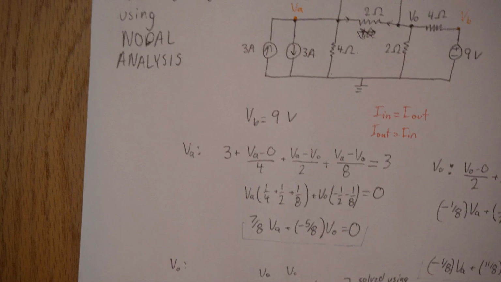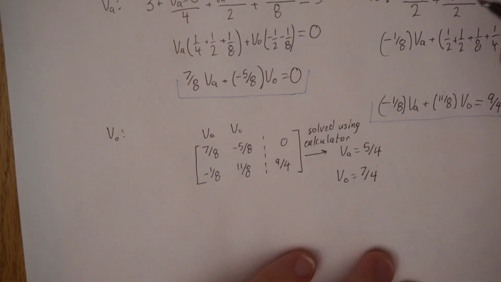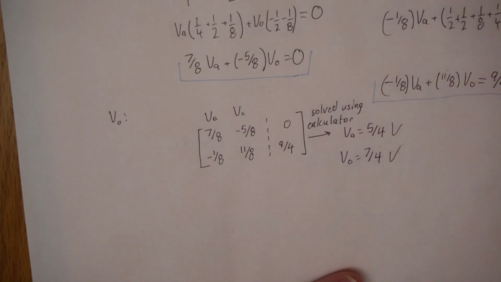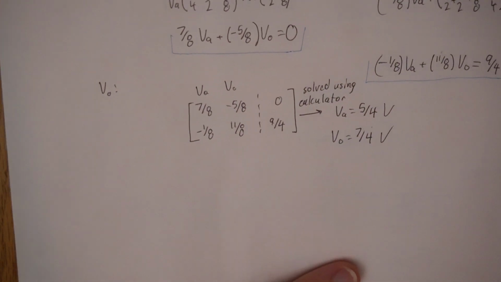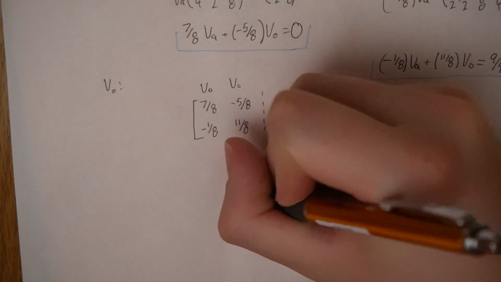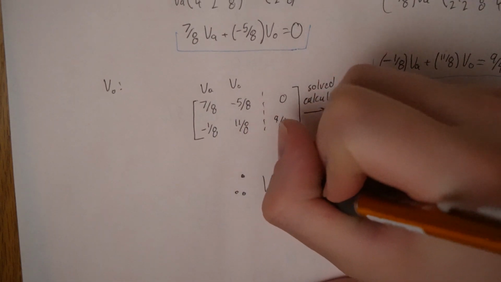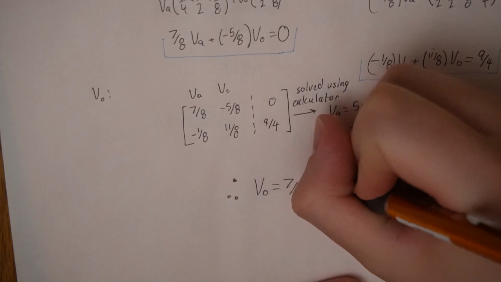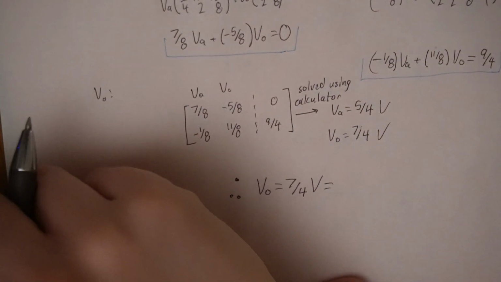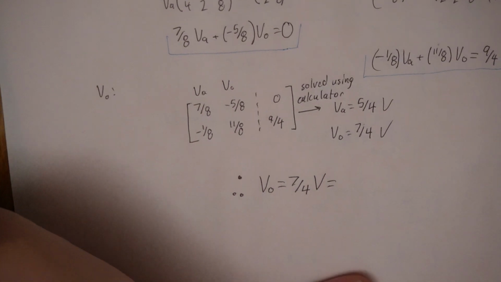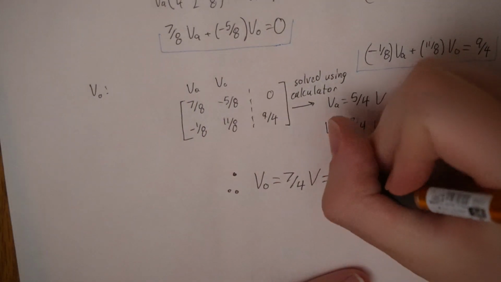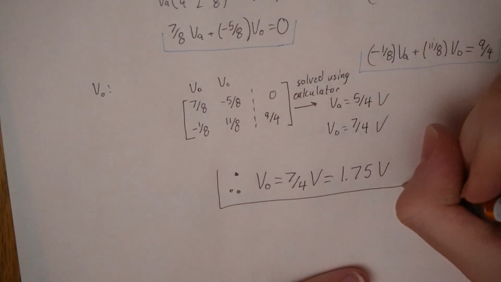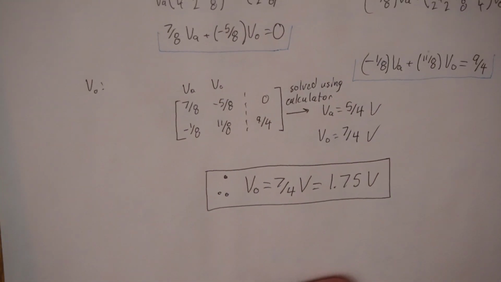Well, what is the question asking for? VO. What did I just find? VO. Now I'm going to finalize it, because these are in volts. To make it easy for whoever's marking my paper, I'll write: therefore VO is equal to 7 over 4 volts. I should really write that in decimal. Equals 1.75 volts. Put that in a box, and there we go.